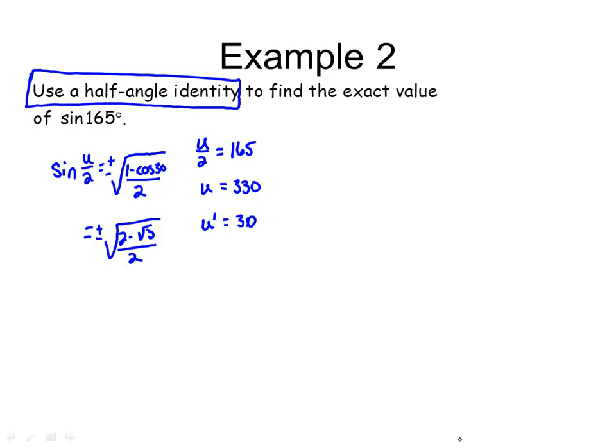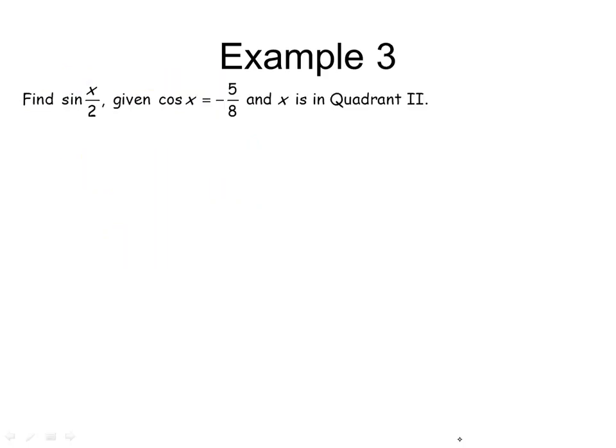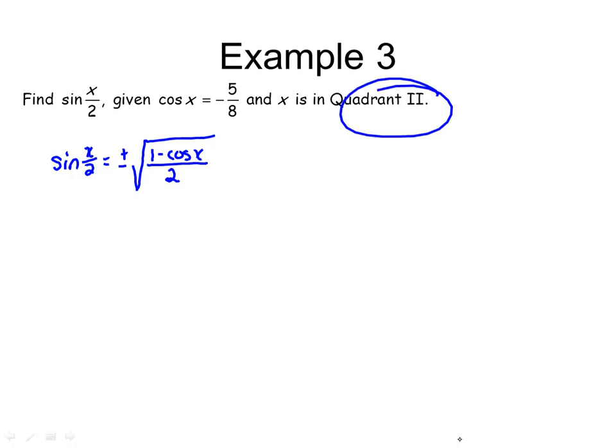All right. Look at this one. It says find x over 2, find the half angle, given that cosine of x is negative 5/8. So we're looking for this. And if we're looking for that, let's go ahead and write down the formula. And we are in quadrant 2, which doesn't really matter.